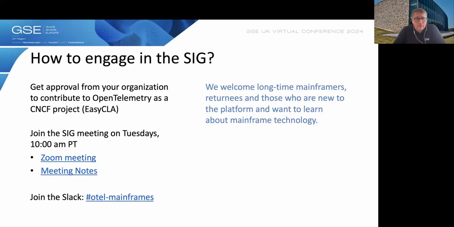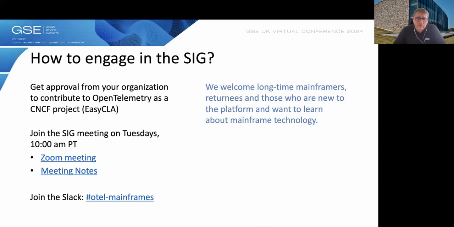But I also want to say, please make sure that you have all approvals in place so that you can contribute to an open source organization like the CNCF. If you have questions about that, we can surely give you some pointers on how to get these approvals.